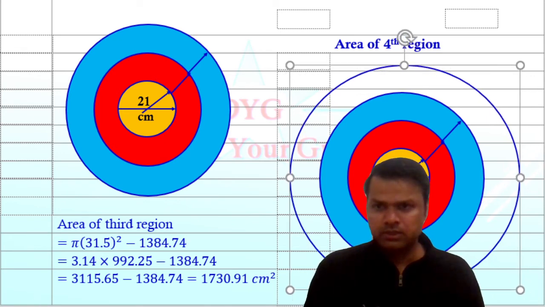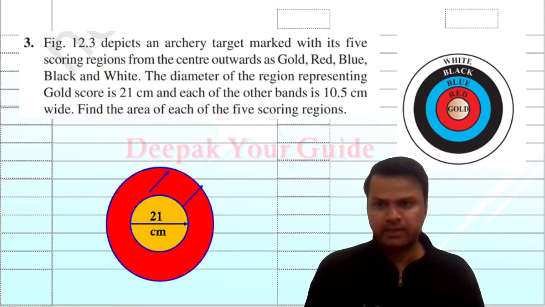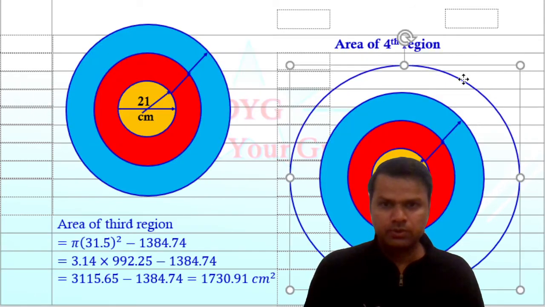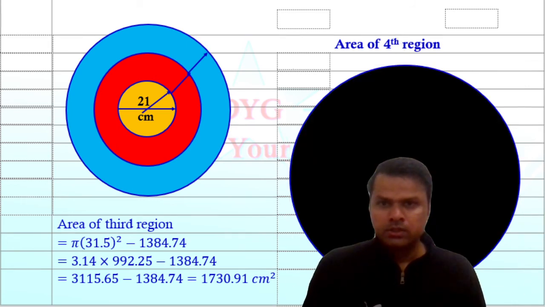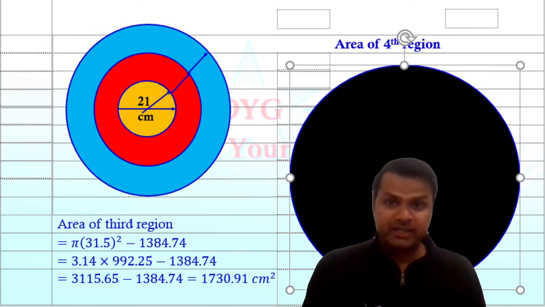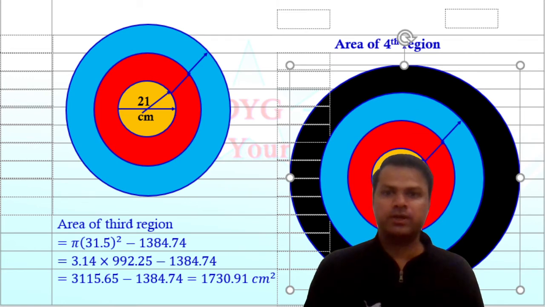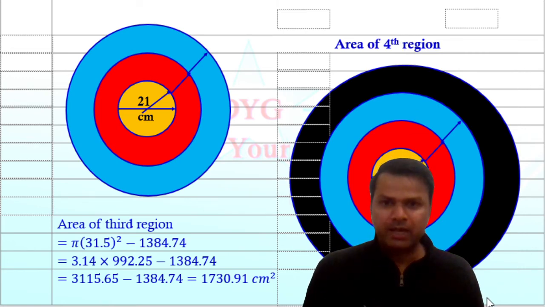Now let's see what is the color. The color is black. So let's make it black. This is complete black, and as always happens, it hides. So let's do the magic. Now we see. So this is the black one.